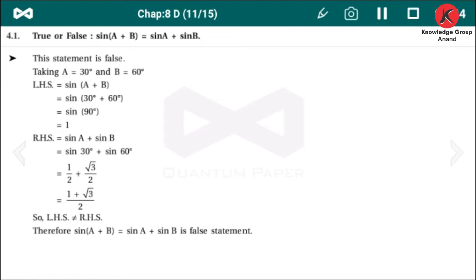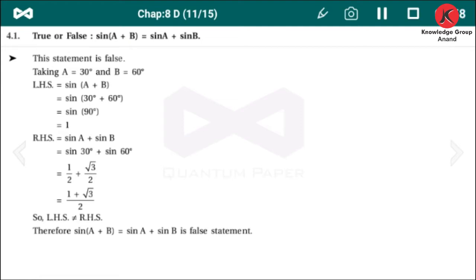Taking A equal to 30 and B equal to 60, then sin(A + B) is equal to sin(30 + 60), which is sin 90, which is equal to 1. Here sin A + sin B is sin 30 + sin 60, which is 1/2 + root 3/2, which is (1 + root 3)/2.